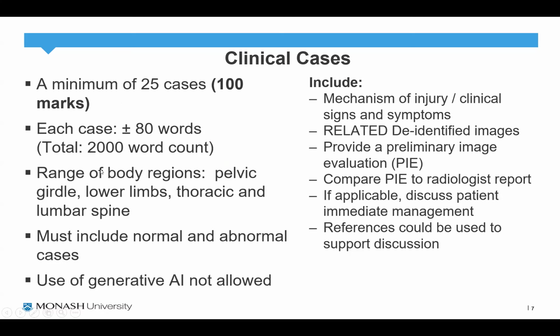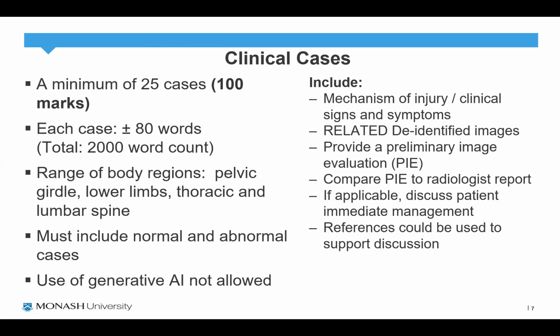So with the clinical cases then, 25 cases, each one is marked out of 4. And the total mark for the clinical case reports is 100. And as mentioned, around 80 words per case. And then also ensure that you include the correct body regions: pelvis, lower limbs, thoracic, and lumbar spine.